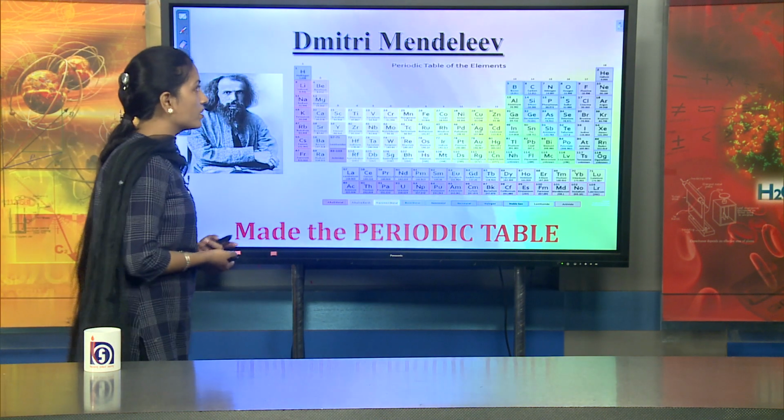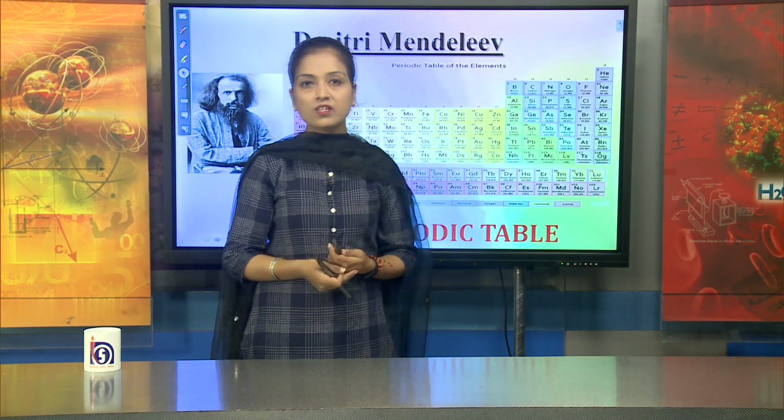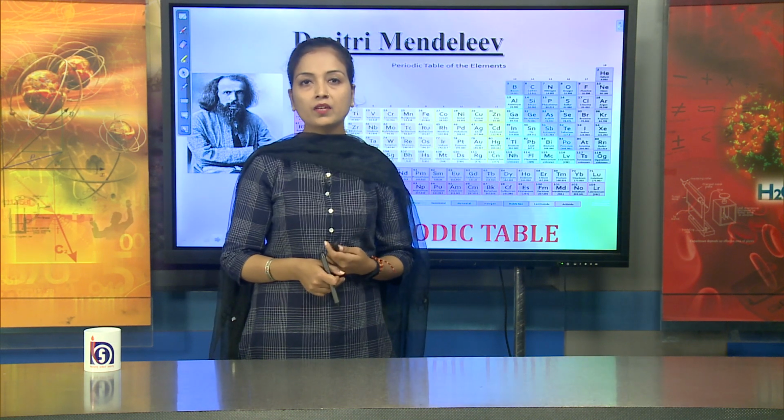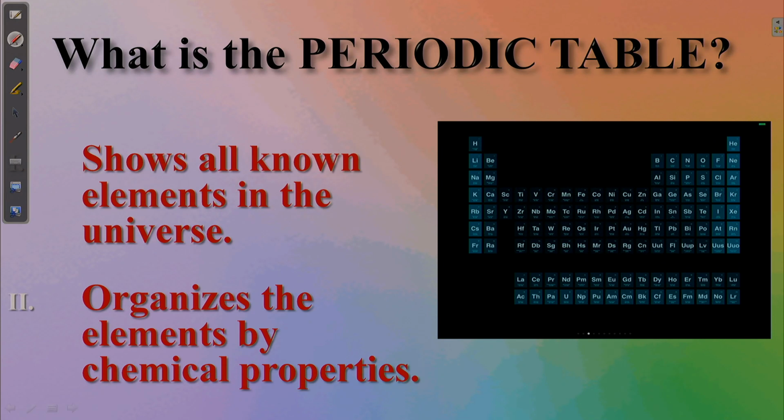On 17th February 1869, Russian chemist Dmitry Mendeleev jotted down the symbols of the chemical elements, putting them in order according to their atomic weights and inventing the periodic table. So what is the periodic table? The periodic table shows all known elements in the universe.